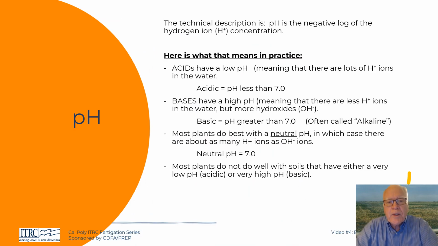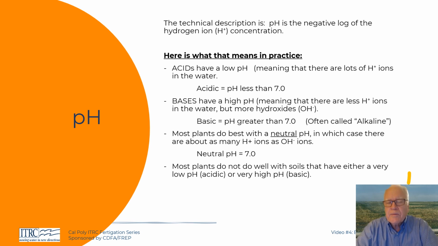Again, this is just a primer here about some of the basic things that you run into with fertigation and trying to have good water quality and so on. One is this term pH. There's a technical term, it's called the negative log of the hydrogen ion concentration, if you were a chemistry student. But here's what it really means.